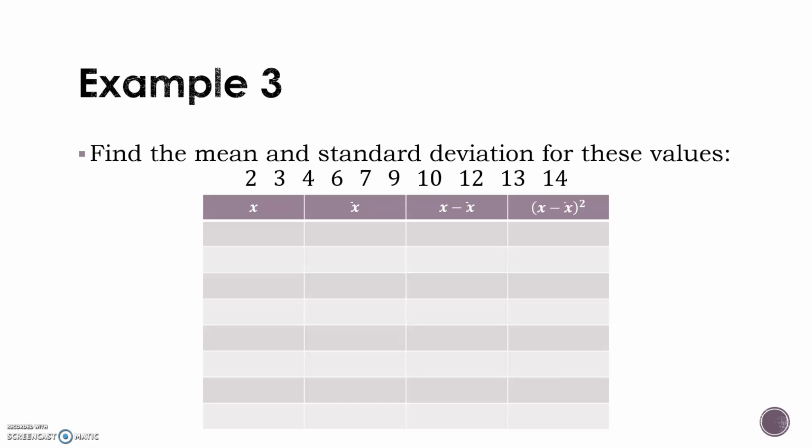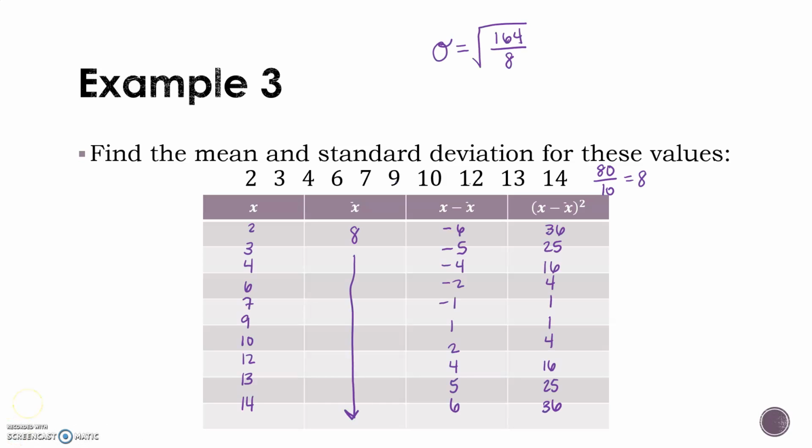But I will put all of the work on here. All right, so I went ahead and filled this in. I ran out of room, so sorry for the messiness. My mean, I added all of these together and I got 80, and then I divided that by 10 and I got 8 for my mean, or my x bar.